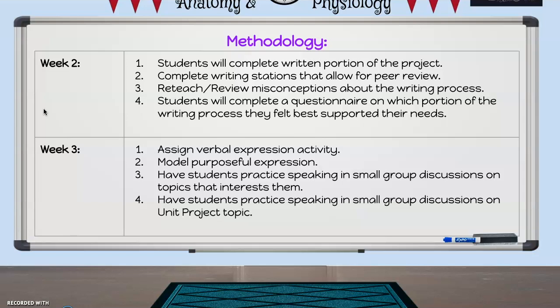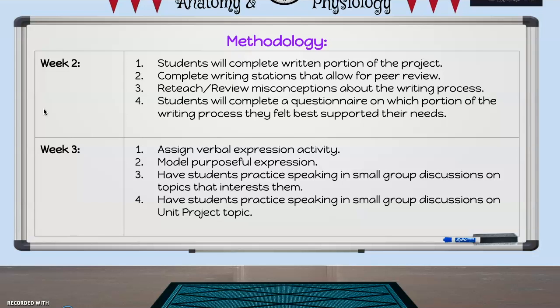best supported their needs. Week 3 will include students being assigned a verbal expression activity that aligns to the unit project. So not only am I going to have a writing portion, but I also want them to develop their effective expression verbally. As their teacher, I will model what purposeful expression sounds like and its importance as they transition to college and then future careers.